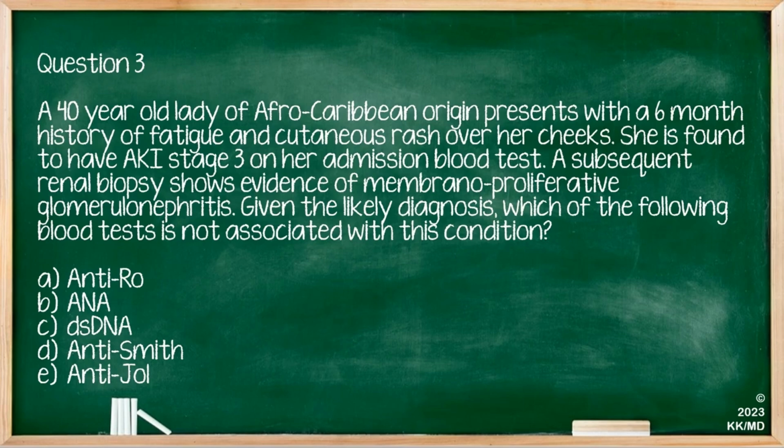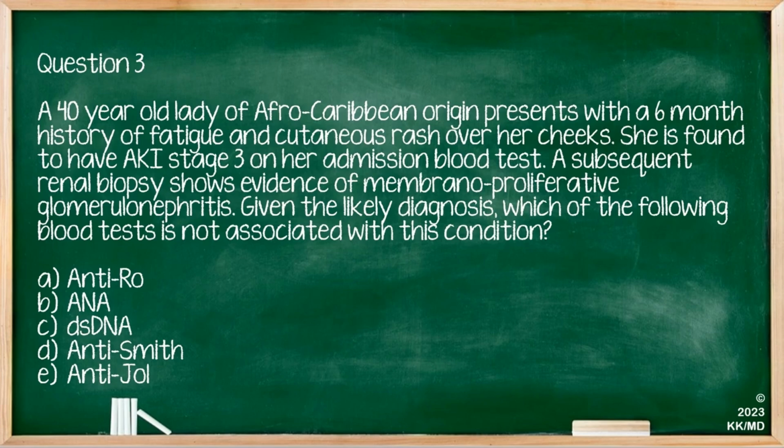Options are A. Anti-Ro, B. ANA, C. dsDNA, D. Anti-Smith, and E. Anti-Jo1. So hopefully by reading the vignette, you have gathered that this is talking about a case of systemic lupus erythematosus. It's given you quite a few hints, which is quite classic of MRCP exam, giving you small tips to point you towards the right diagnosis.